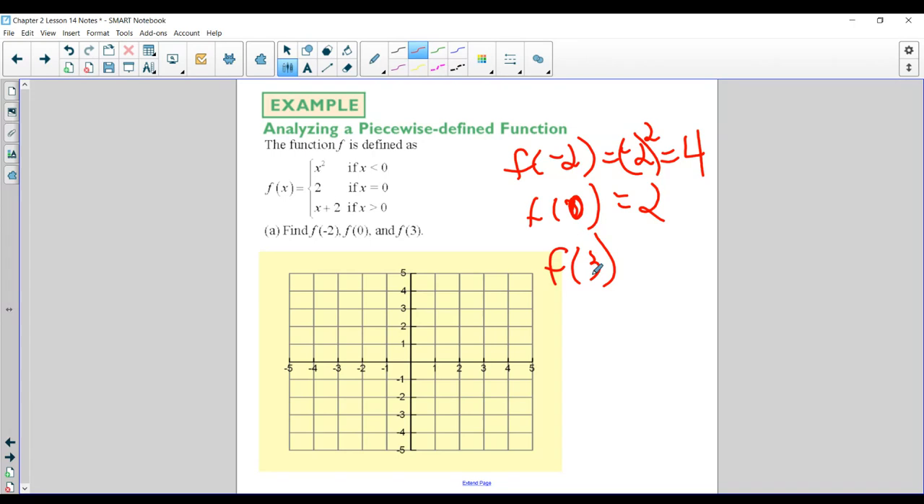And for f of 3, 3 would be greater than 0, so you'd plug it into this one, so you would do 3 plus 2, which is equal to 5. So if the problem asked me to do f of negative 11, negative 11 would be less than 0, so I do negative 11 squared, which would be 121. All right, so that's lesson 14, piecewise functions. Let me know if you have any questions.